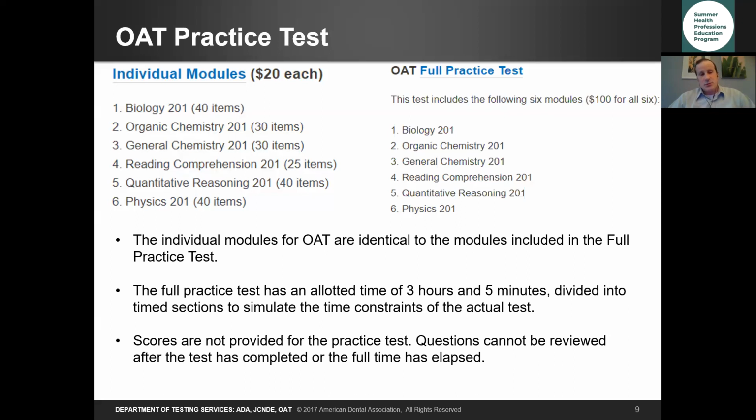And as I said, scores are not provided for the practice test, and the questions cannot be reviewed after the test has been completed or the full time has elapsed. That is, you cannot go back into the test after you've finished it to look at some of the questions. It is treated, as I said, very much like the actual test itself, where the only time you can see the questions is while they are live and while you still have time to be answering them.